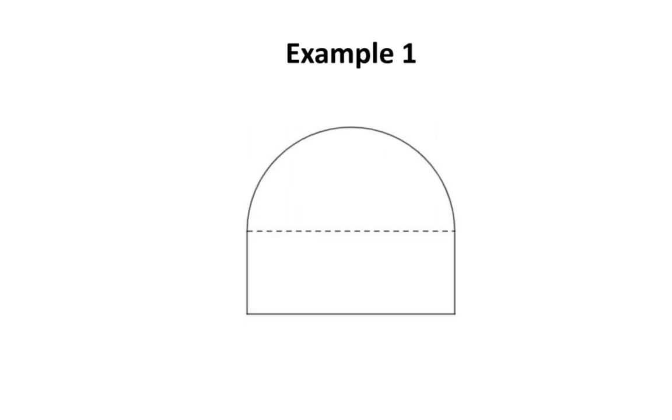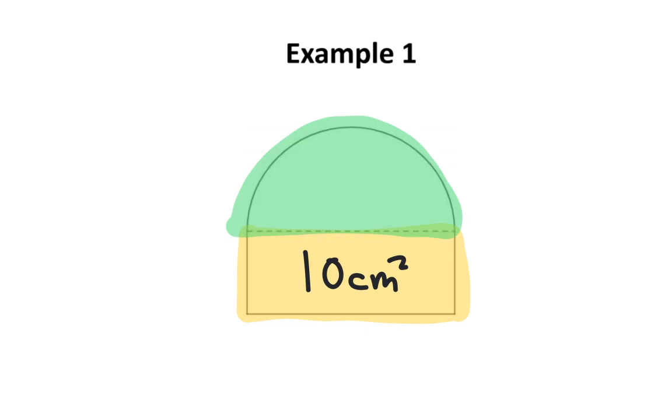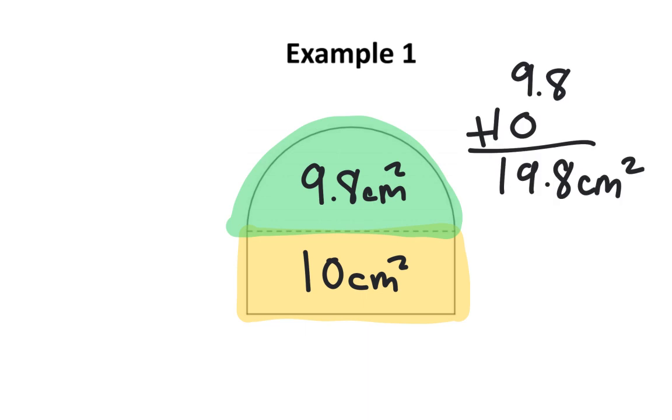Looking back at our original composite figure, we now know the area of the rectangle is 10 centimeters squared. And we also know the area of the half circle to be 9.8 centimeters squared. Therefore, to find the total area of this composite figure, all we need to do is add up both of these areas. I've gone ahead and done that for you already. Therefore, the total area of this composite figure is 19.8 centimeters squared.